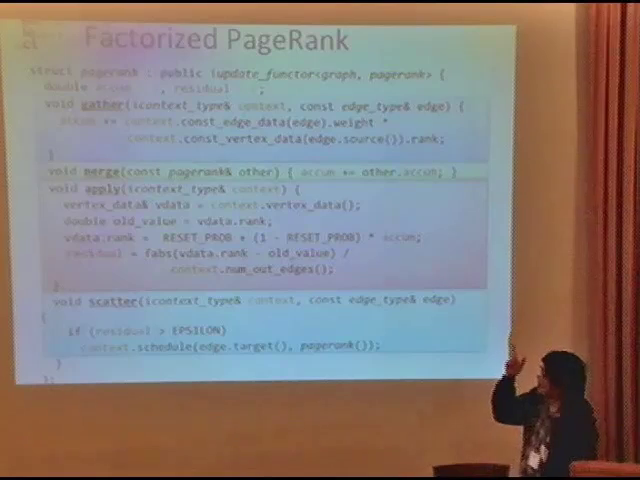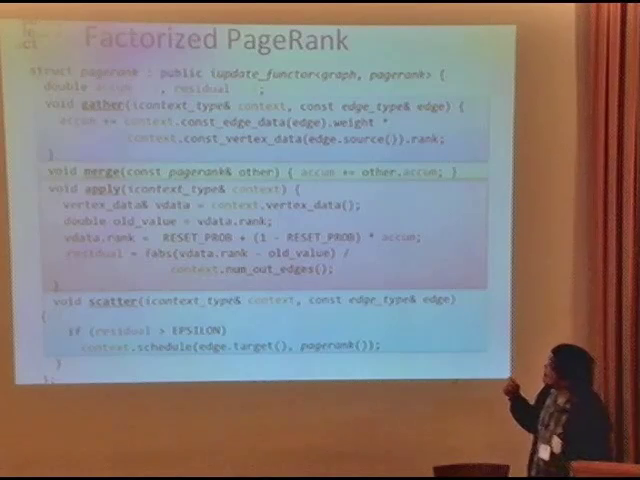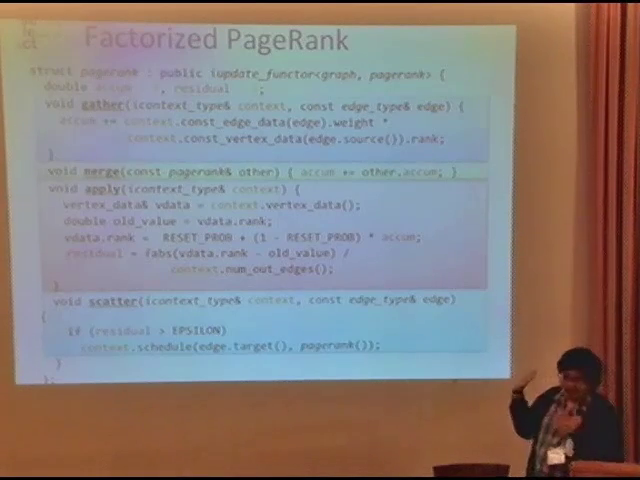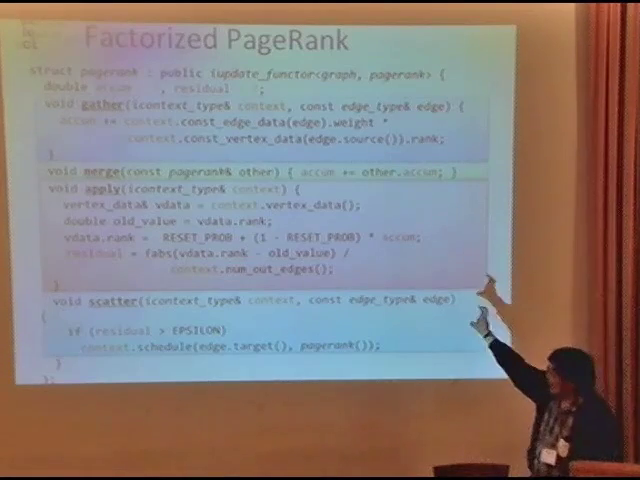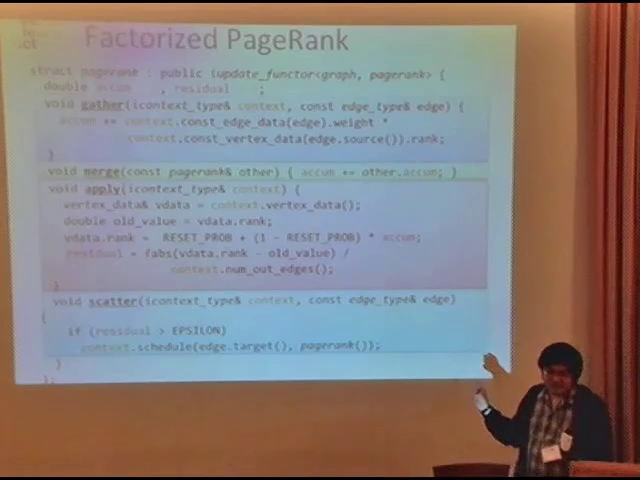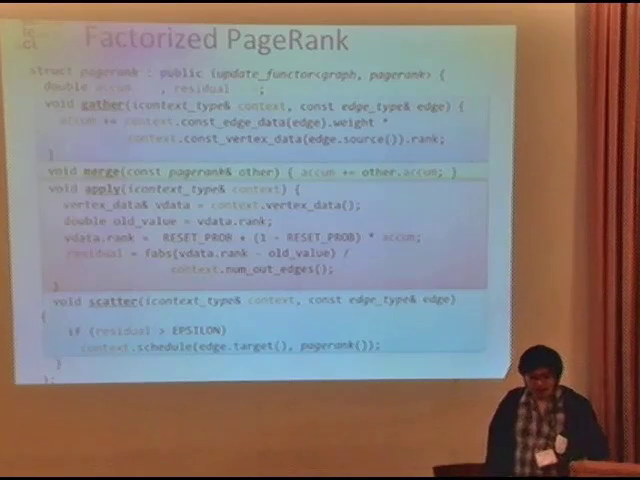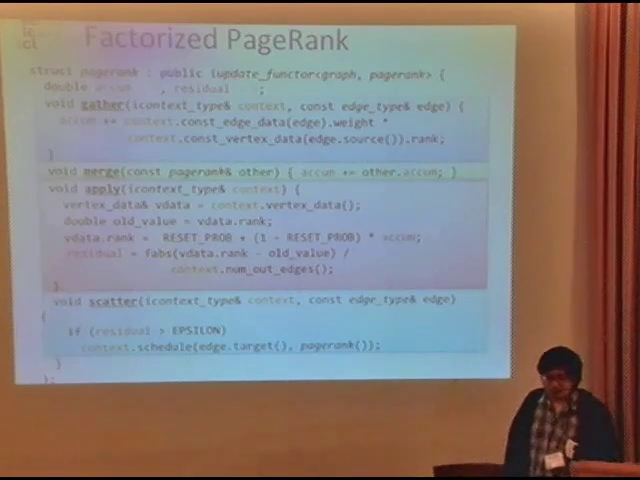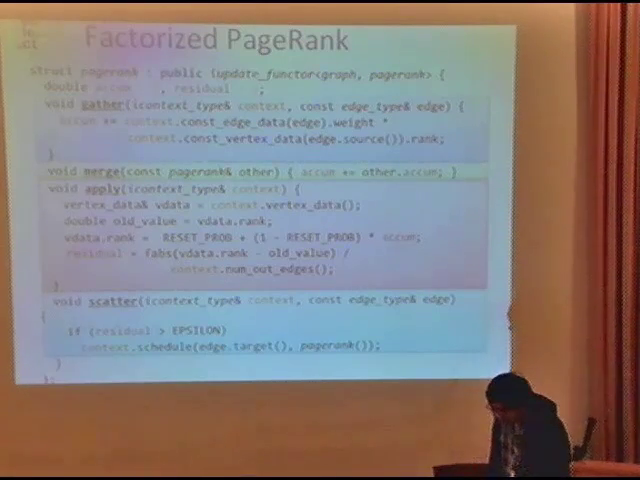This lets us write a split update function scheme, where the code is pretty much exactly the same as before, just split into a gather phase, an apply phase, and a scatter phase. I will not go into much detail about this, but we'll go into more detail later on how the abstraction behaves.